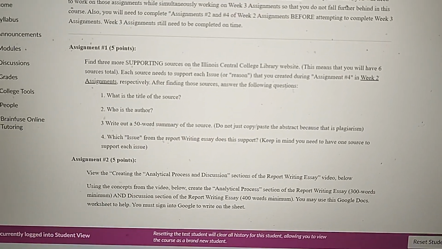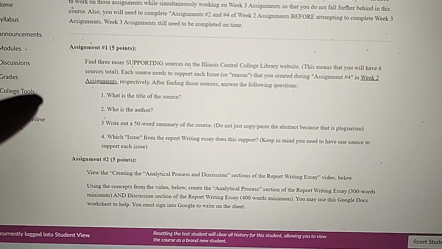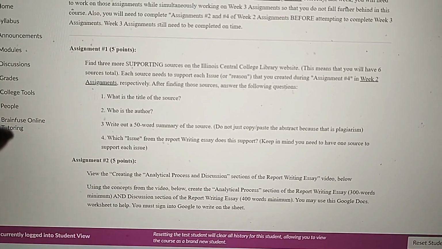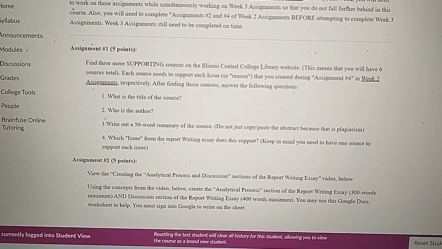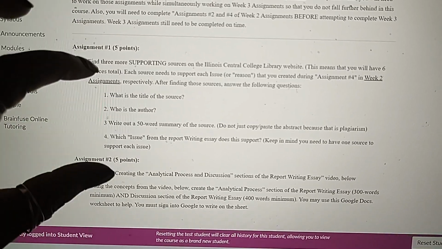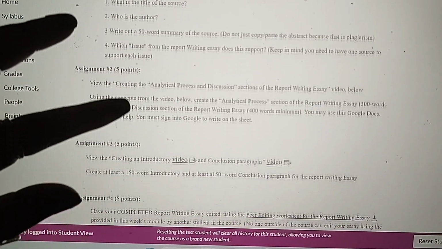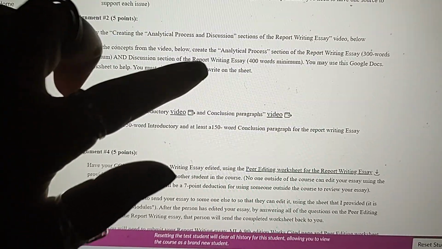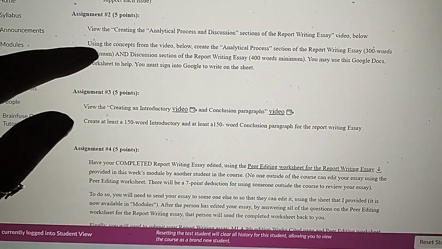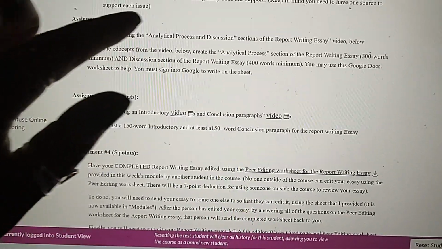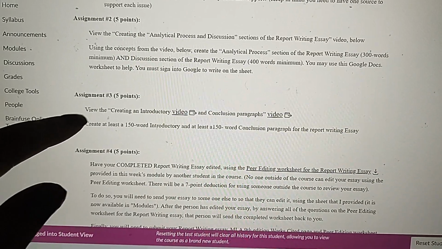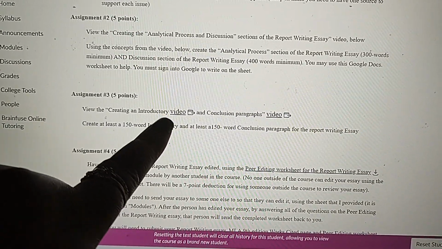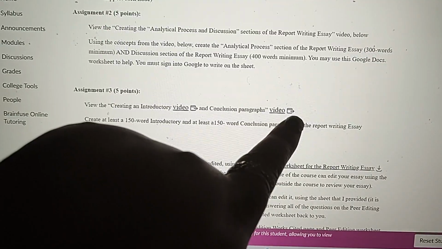I'm telling you step by step how to create the next section of your report writing essay. Last week, you focused on the first big section of the report writing essay, which was the issues. This week, you are going to do the analytical process and discussion. After you have watched that video, you are going to create your analytical process and discussion questions. So watch the video, then create what I'm asking you to watch the video for. Next, you're going to watch the introductory paragraph video and the conclusion paragraph video.